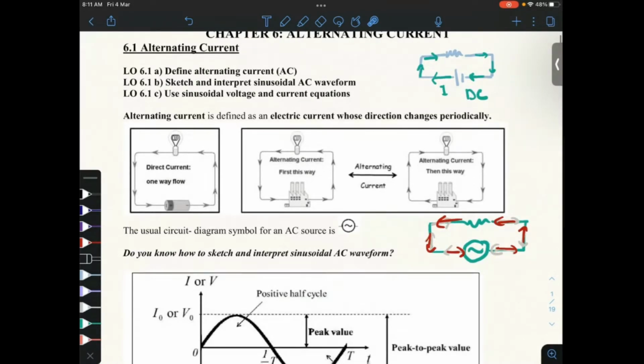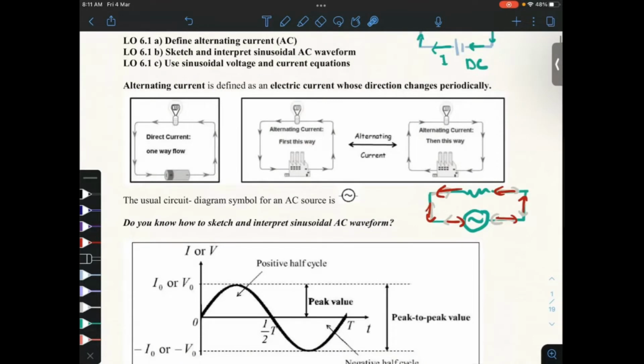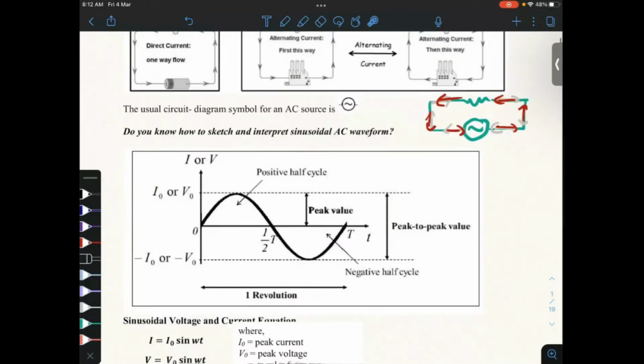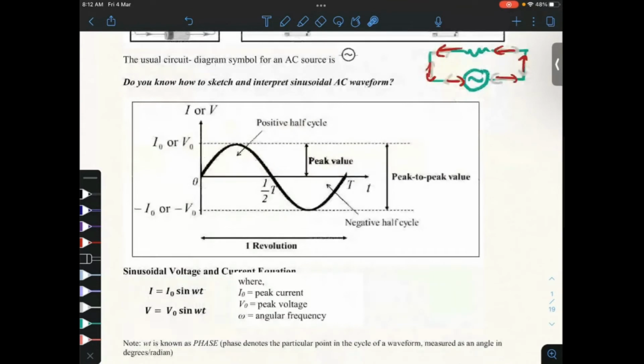Okay, next kita nak tengok pada sketching dan juga interpretation of sinusoidal AC waveform. So based on the definition itself, kita cakap it is defined as the electric current whose direction changes periodically. Okay, since dia akan change periodically, dia akan change after a certain period of time. Contoh every 5 second dia akan tukar-tukar direction. So this changing of direction akan leads to the formation of sinusoidal waveform. So pergerakan current kamu ini is going to form a sinusoidal waveform. So kita akan relate every AC circuit dengan sinusoidal waveform ini.